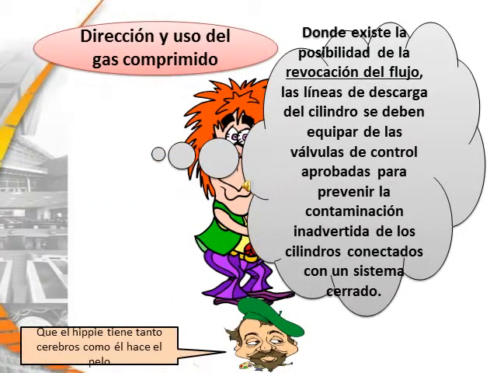Wherever a possibility of flow reversal exists, the cylinder discharge line should be equipped with an approved check valve to prevent inadvertent contamination of the cylinders connected to a closed system. Sucking back is particularly troublesome where gases are used as reactants.